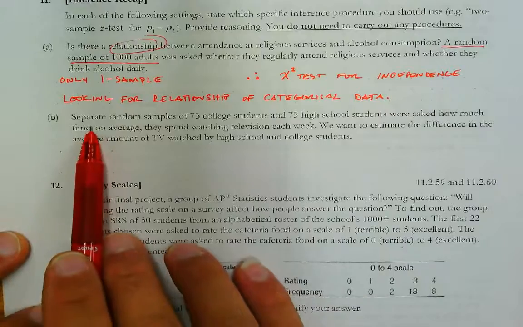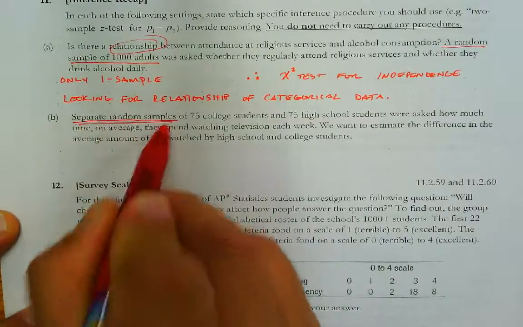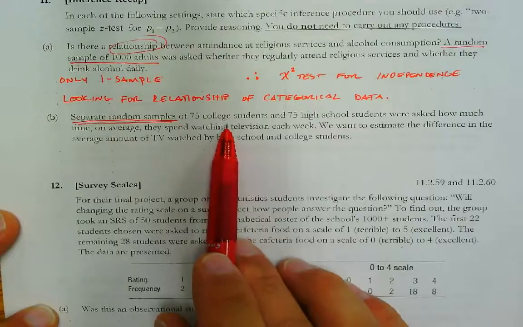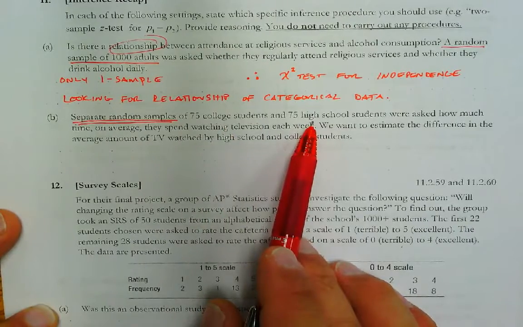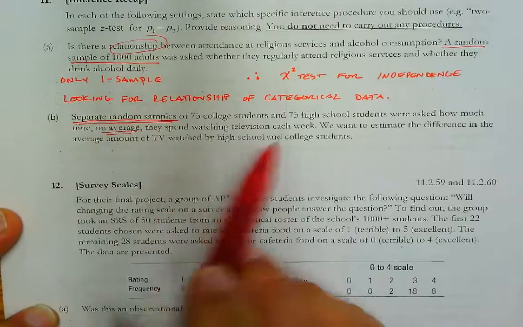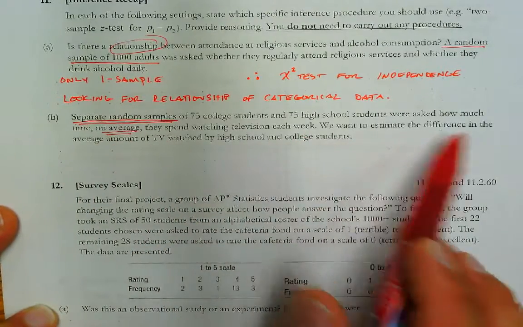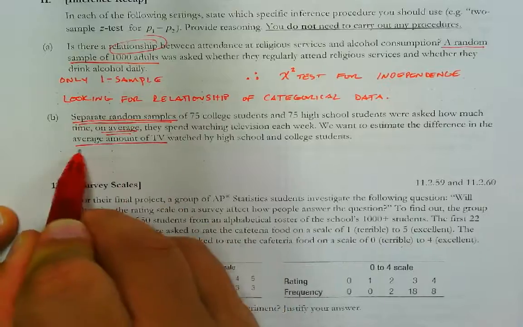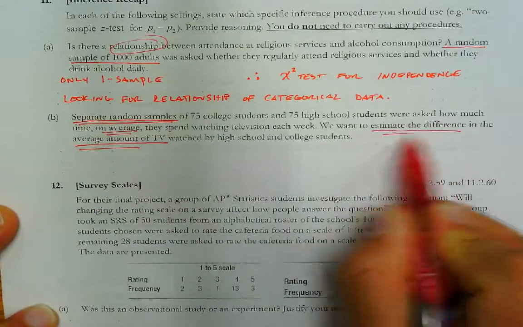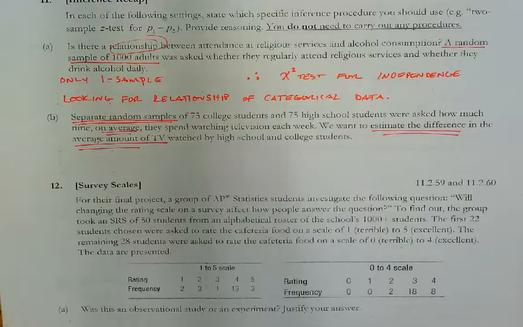All right. Separate random samples. In this case, we have separate random samples of 75 college students and 75 high school students. We're asked how much time, on average, they spend watching television each week. We want to estimate the difference in the average amount of TV. What would be the inference procedure here?